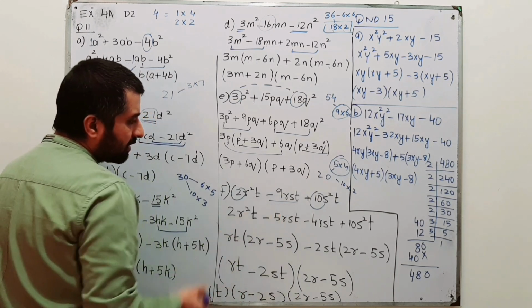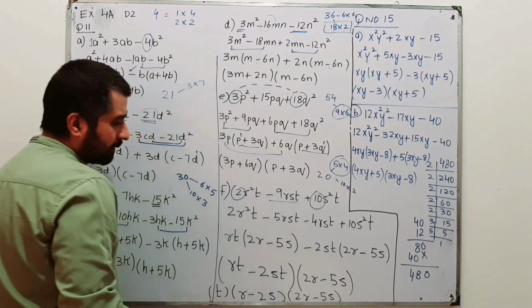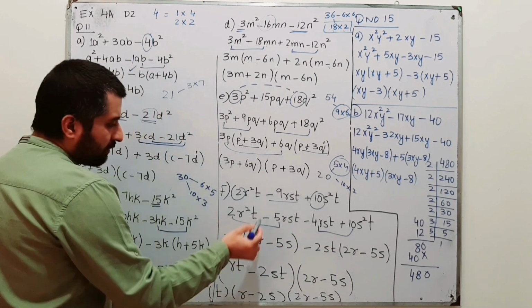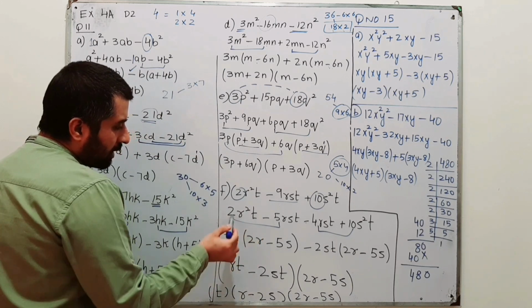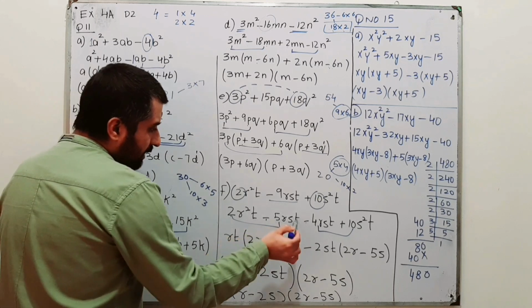However, this 9 is negative. So with 5 and 4 I will use a negative sign, so that my result is minus 9. From the first two take out common, and from the last two take out common. From the first two, r is common and t is common. So you are left with 2r minus 5s, and r and t are taken out as common.